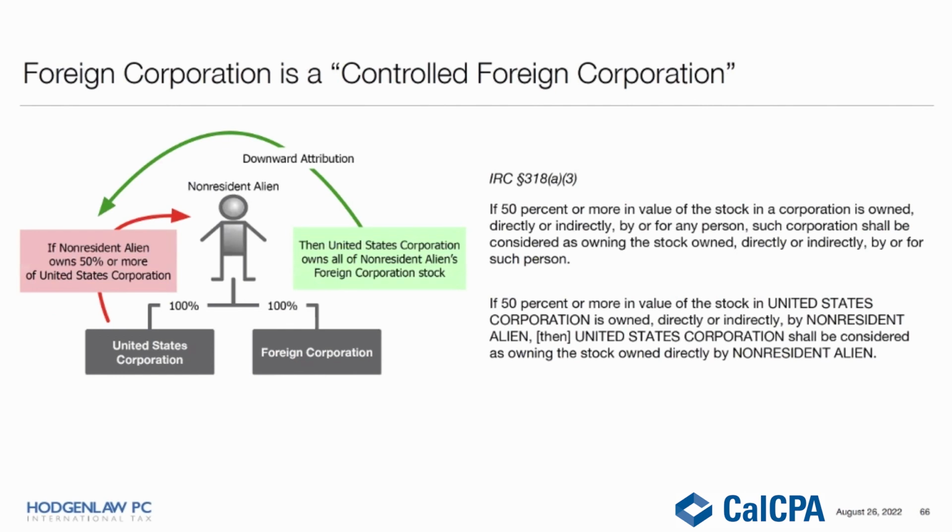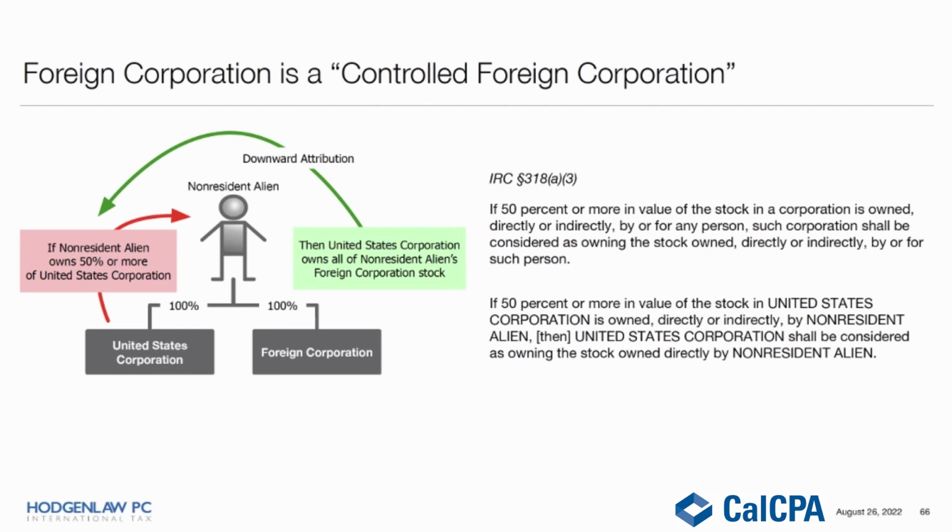The downward attribution happens. And I'm looking at section 318(a), which is not modified by any code or reg. It says if 50% or more of the stock of one corporation is owned by the same person, well, you can read it yourself. You can read what I've rewritten here. So it says if 50% or more of the stock in the U.S. corporation is owned directly or indirectly by a non-resident alien, then the U.S. corporation is considered as owning the stock that the non-resident alien owns.